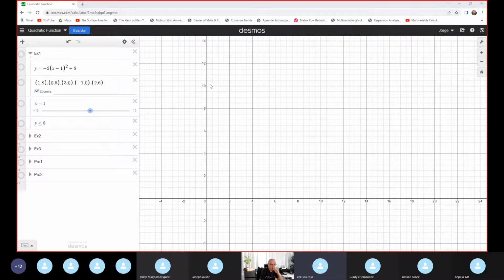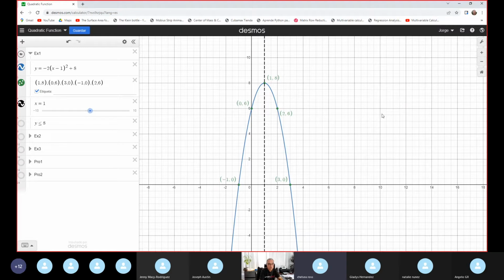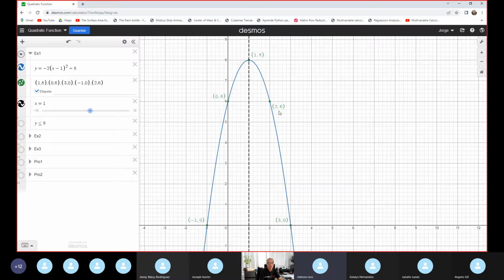Yes. Okay, let me put it in my graph. Look at my graph. My graph is vertex 1,8. Y-intercept 0,6. X-intercepts negative 1,0 and 3,0. An extra point using the symmetry is 2,6. Okay, now one more.